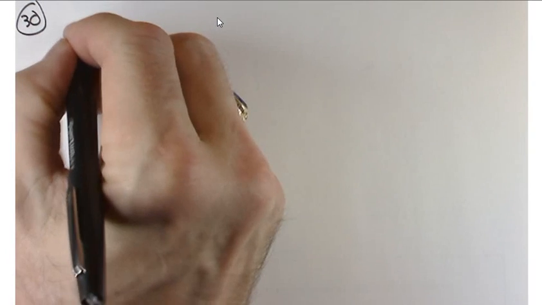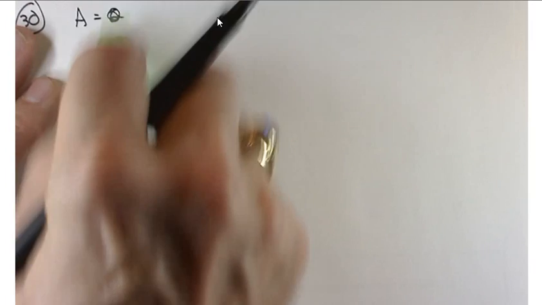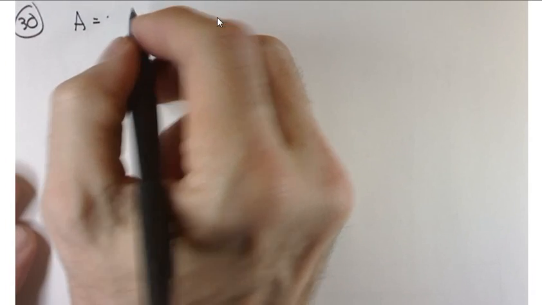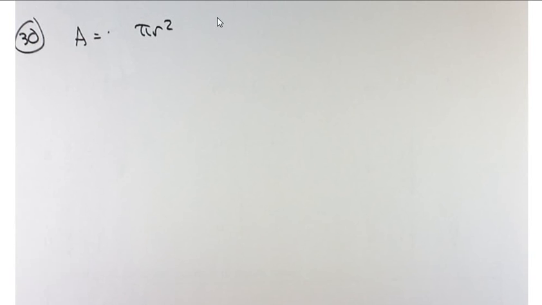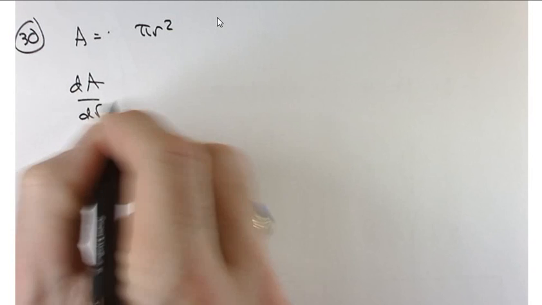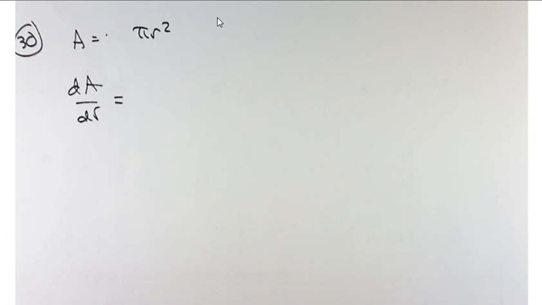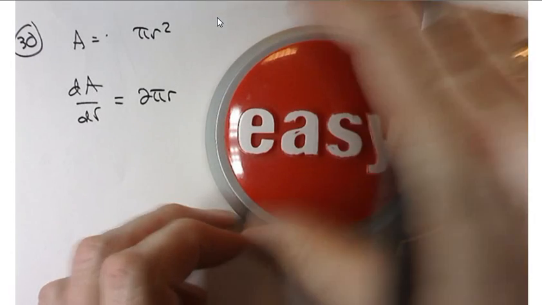So problem number 30, before we get going with that, let me talk a little bit about the area formula involved here. So area of a circle has what formula? Pi r squared. Okay. What if I was to differentiate this with respect to r? dA by dr. What am I going to get? Yeah, 2 pi r. But you're right in noticing that it's the circumference.